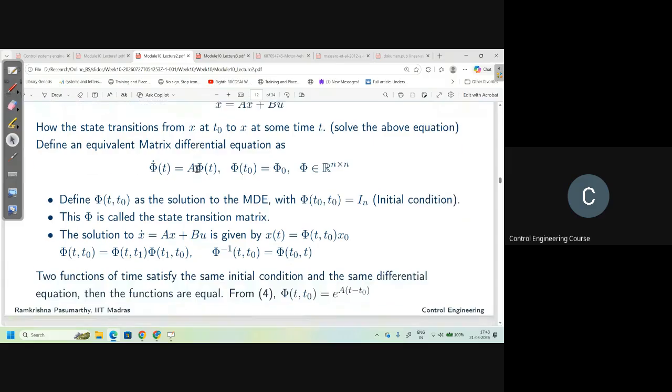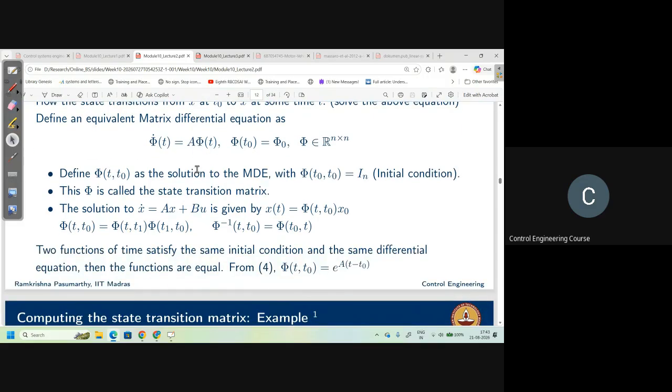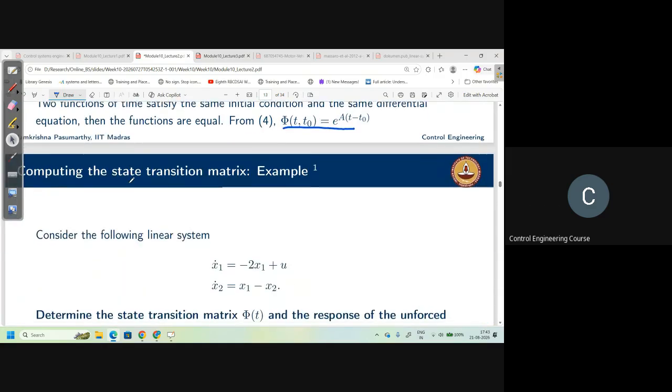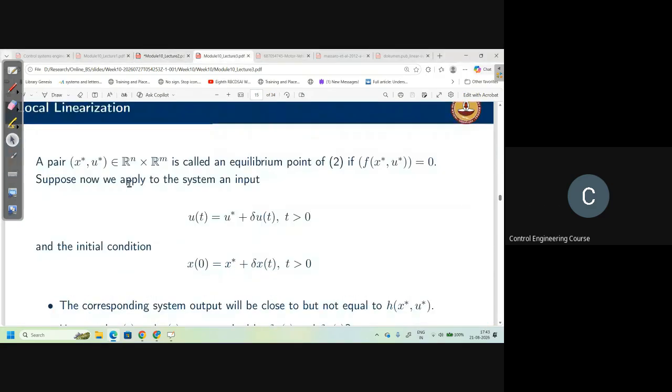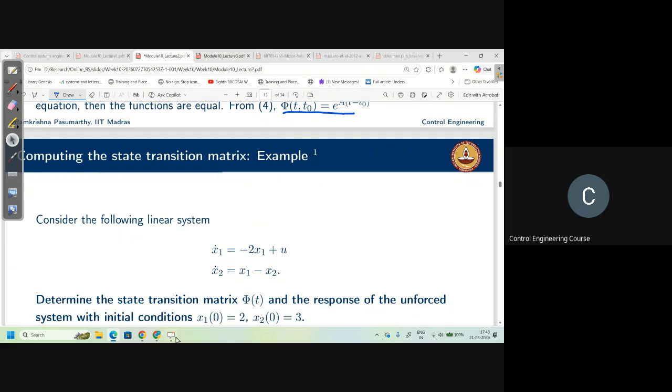So this is the state transition matrix, which is represented by phi of t, which is nothing but phi(t, t0) equal to e^(A(t - t0)), where t0 is the initial condition. Then how do you calculate e power At? That is the next question.